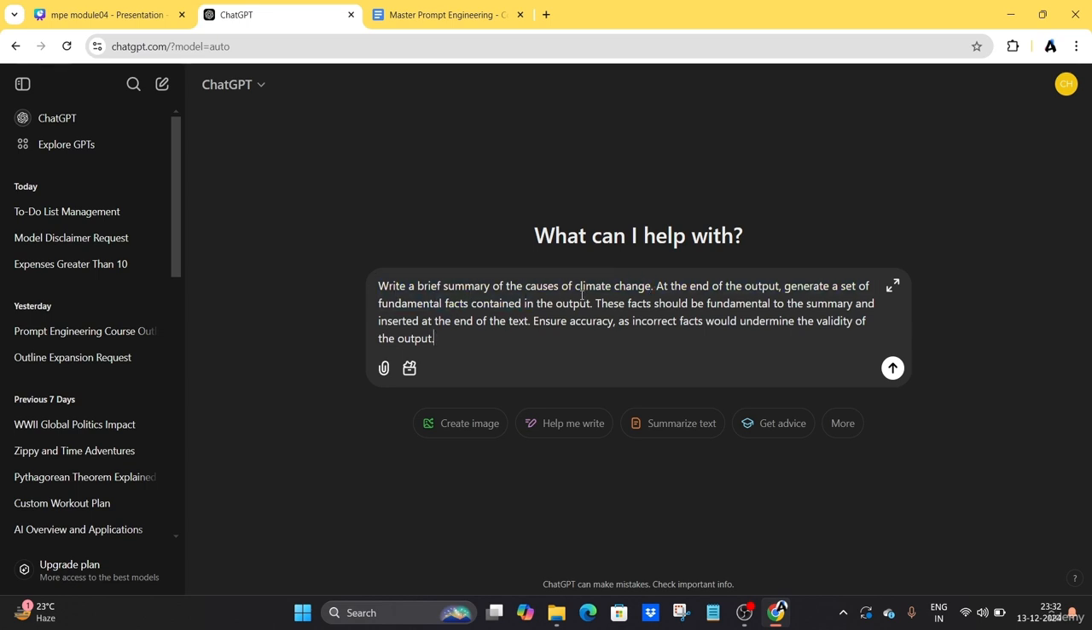Write a brief summary of the causes of climate change. At the end of the output, generate a set of fundamental facts contained in the output. So as we earlier discussed, this is the fact checklist prompt pattern. You can place it at the end, at the starting point, or in the middle of the output, whatever it may be. You just have to write the instructions here.